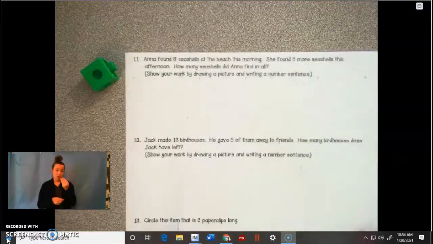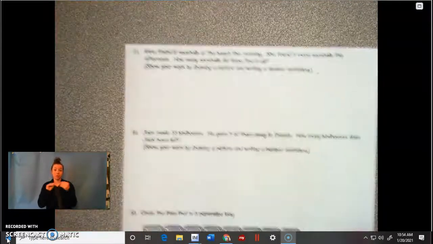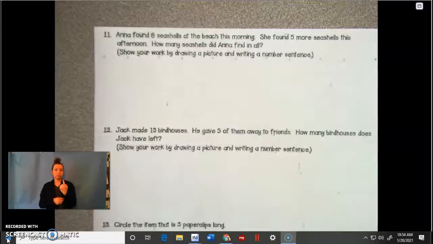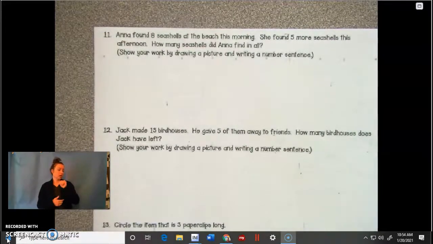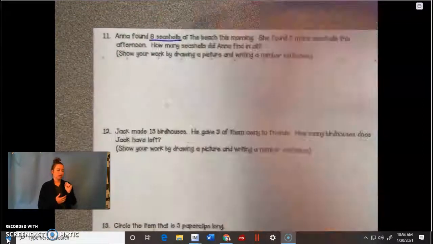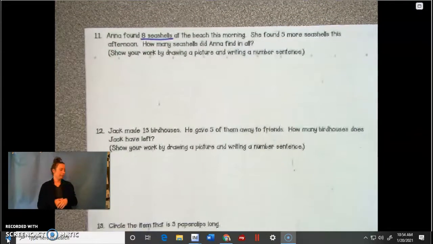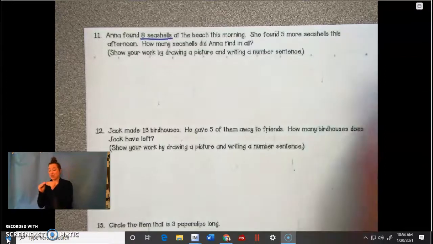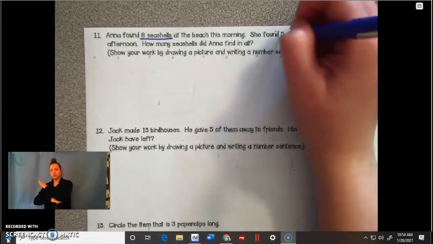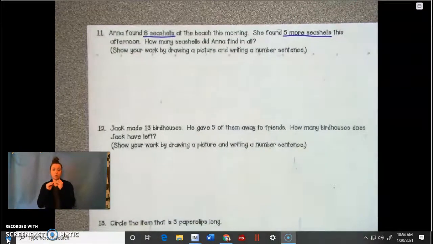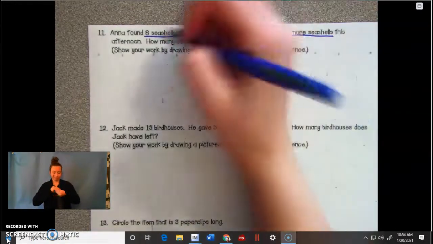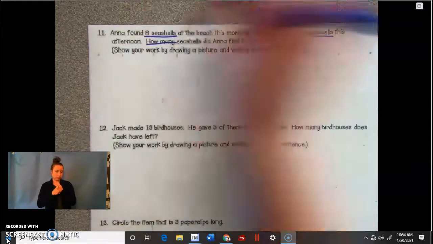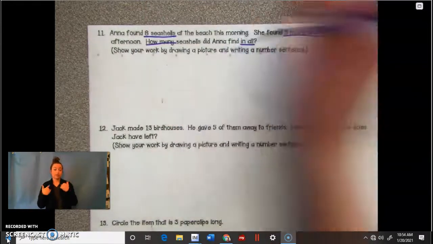All right. A few more on the back. All right, we've got some story problems. Let's look at the first one, number 11. Anna found 8 seashells at the beach this morning. I'm going to underline that information because it's important. She found 5 more seashells this afternoon. She found more. Are we going to add or take away? We're going to add. Let's keep reading. How many seashells did Anna find in all?